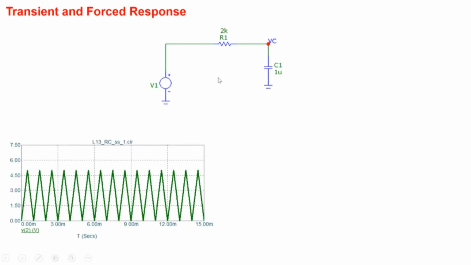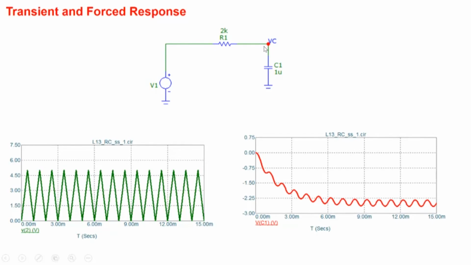Let's look at this case. In this case, we applied a triangular wave as input. So let's look at the output here, VC. You can clearly see that there's a transient part, and then it settles down into this kind of behavior, right? So this is the part which is steady state, and this is the part which is the transient part, in response to the triangular wave.